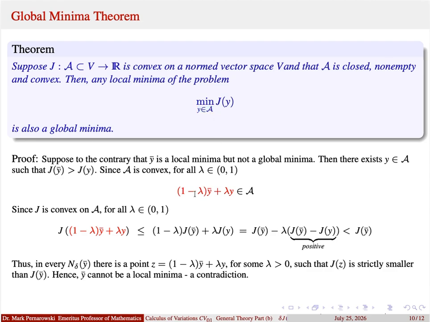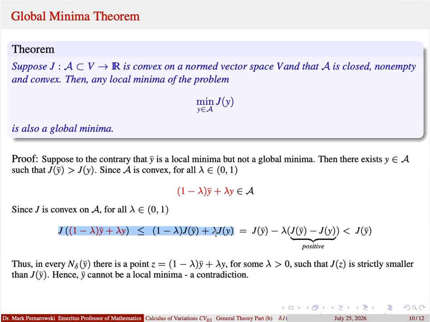But this theorem, I will very briefly tell you how this proof works for it. And it's a proof by contradiction. What you do is you assume that y bar is a local minima, but I'm going to try to prove that it isn't a local minima. So let's say it's a local minima, and let's start with that. Well, we know that this line segment's in A, and if J is convex, then we have this inequality here.